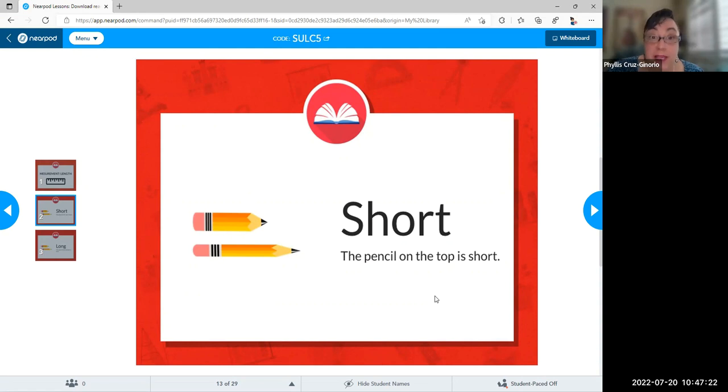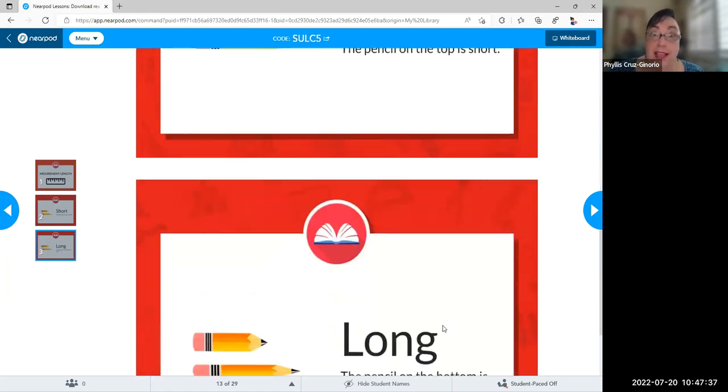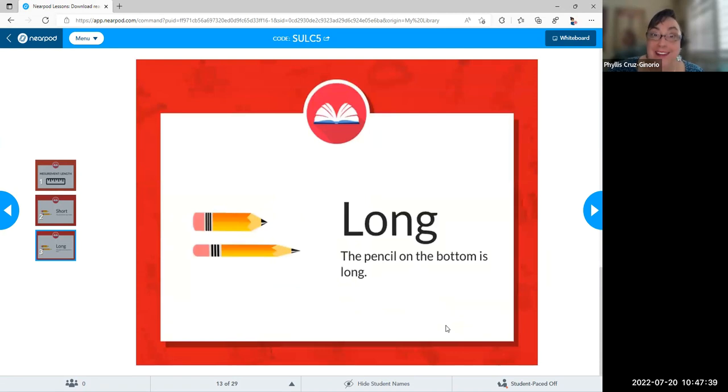So look at the picture of the pencils. Can you tell which one is shorter? Yeah, I can see it. They've ordered them too. The short one is on top and the longer one is underneath. So if you said the short pencil is the one on top, you got it right. How about this slide? They're asking which is the long pencil. Yeah, it's the one on the bottom.